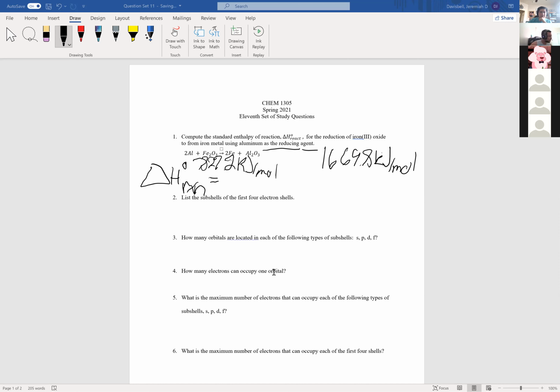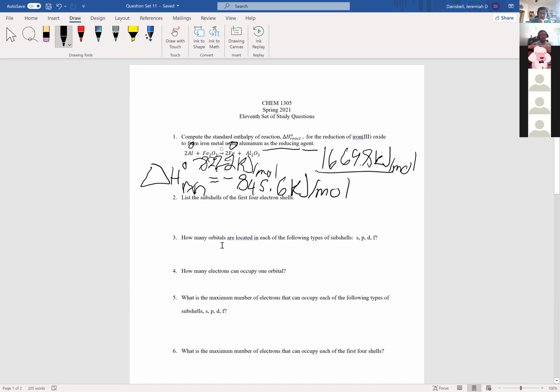Oh, there we go. Yeah, negative 845.6. For this one, it was pretty straightforward since there were no moles that you needed to use, since iron and aluminum were both 0. So all you needed to do was add the negative 822.2 to the negative 1,669.8. Make sense?